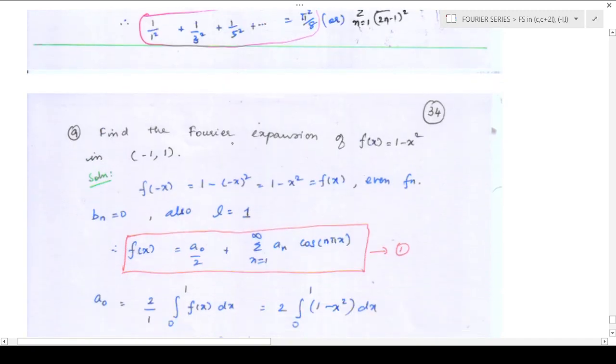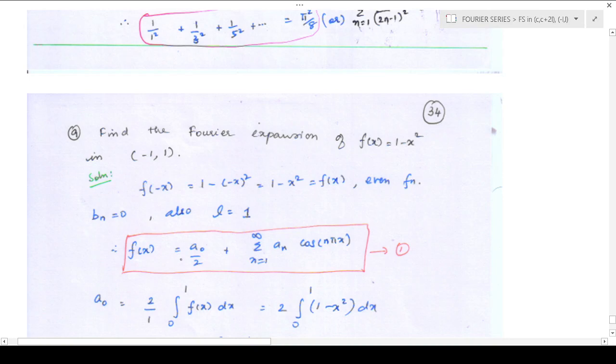Final question. Find the Fourier series expansion of f of x equal to 1 minus x square in minus 1 to plus 1. Your L value is 1. Check for even odd condition. So f of minus x is 1 minus of minus x the whole square. Again, it is f of x, an even function.